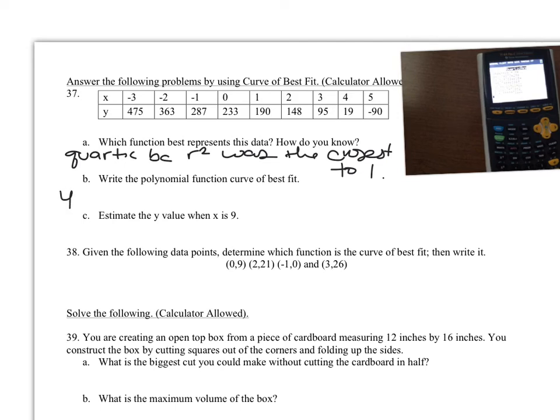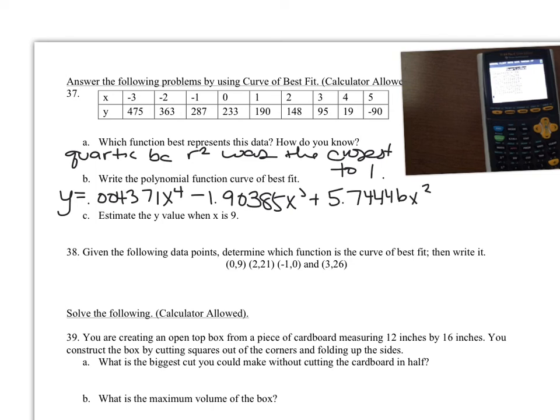Write the polynomial function. So I got y equals 0.004371 x to the 4th minus 1.90385 x cubed plus 5.74446 x squared minus 46.21911 x plus 232.747, and I'm running out of room.